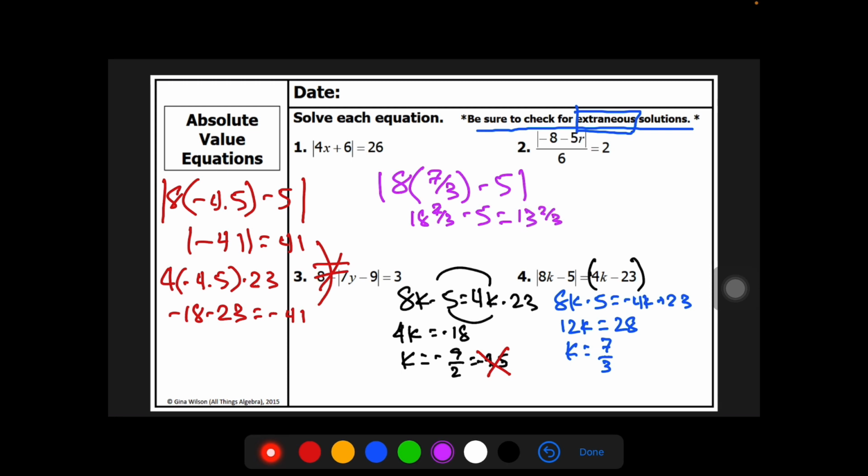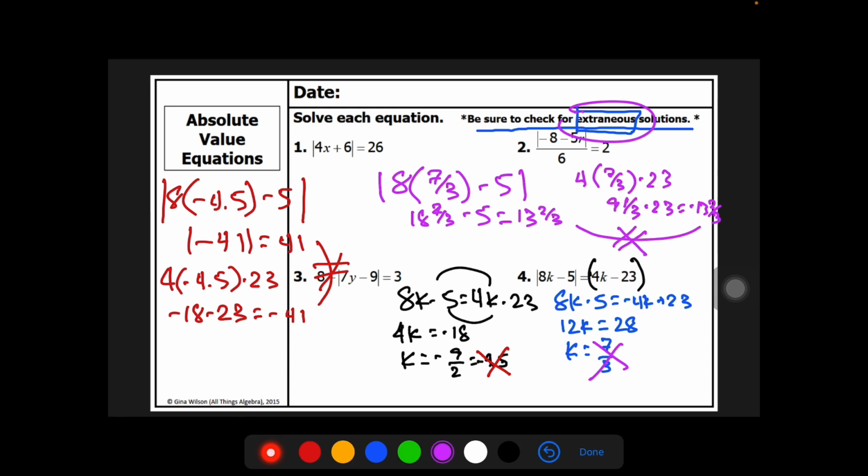How about on the other side? 4 times 7/3 minus 23. 4 times 7/3 is 9 1/3. Minus 23 is negative 13 2/3. So we are on the opposite end, and again, these are not equal. So that is not a solution, that is an extraneous solution.